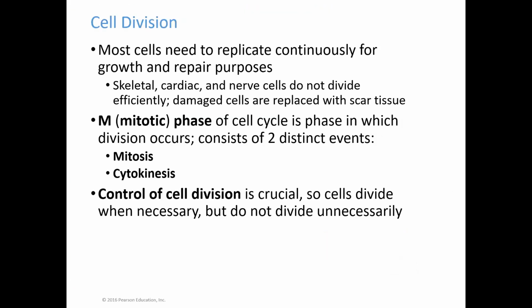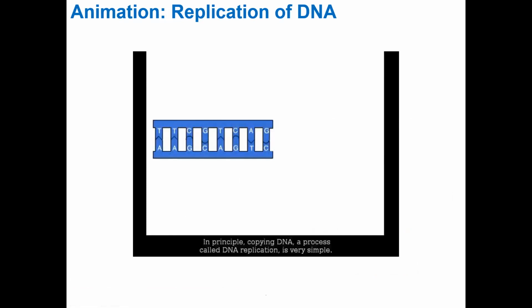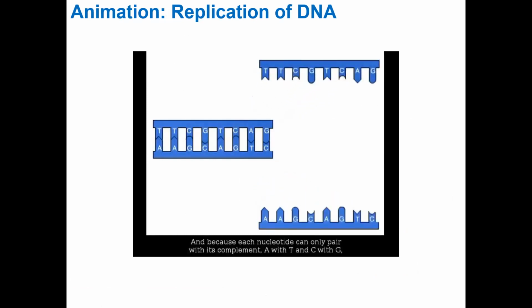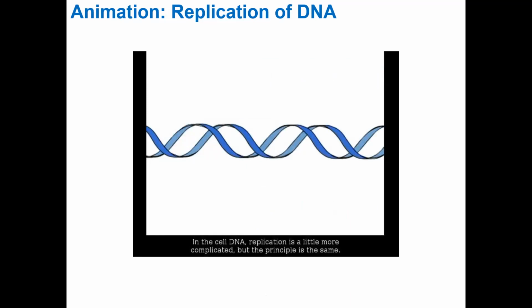Okay, now, so semi-conservative replication. Let's go ahead and show you how this works. Copying DNA, a process called DNA replication, is very simple. The two complementary DNA strands separate, and because each nucleotide can only pair with its complement, A with T and C with G, each strand can be used as a template to build a new complementary strand, producing two DNA molecules. In the cell, DNA replication is a little more complicated, but the principle is the same.